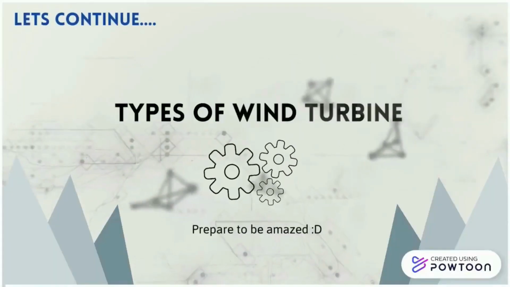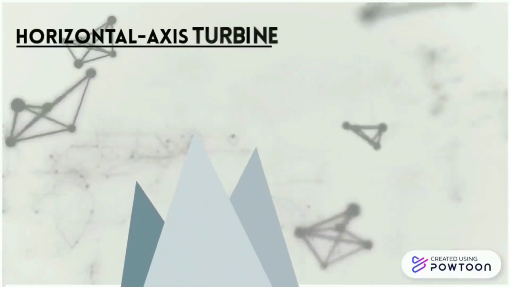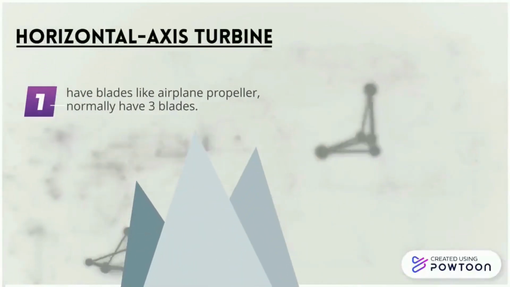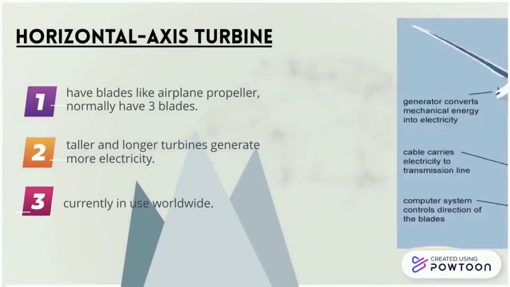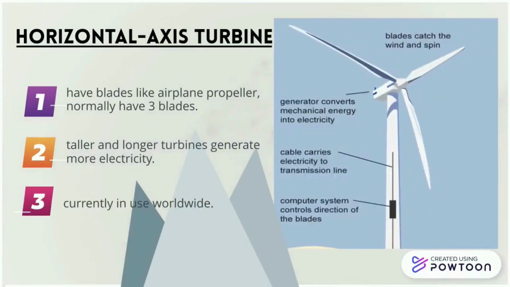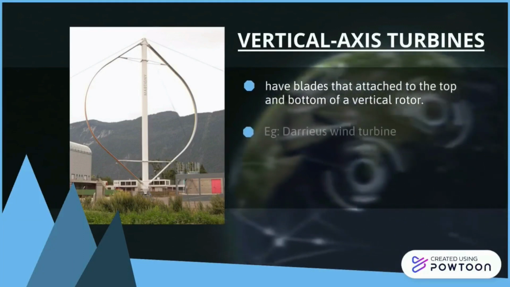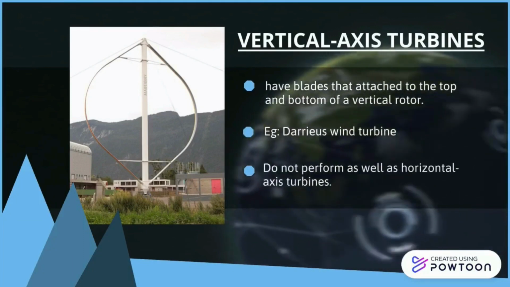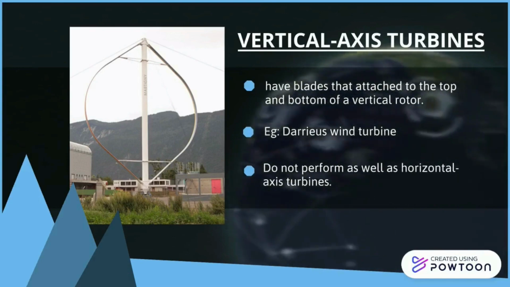Types of wind turbine. Horizontal axis turbines have blades like an airplane propeller, normally 3 blades. Taller and longer turbines generate more electricity, and are currently in use worldwide. Vertical axis turbines have blades that attach to the top and bottom of a vertical rotor. For example, the Darrieus wind turbine does not perform as well as horizontal axis turbines.